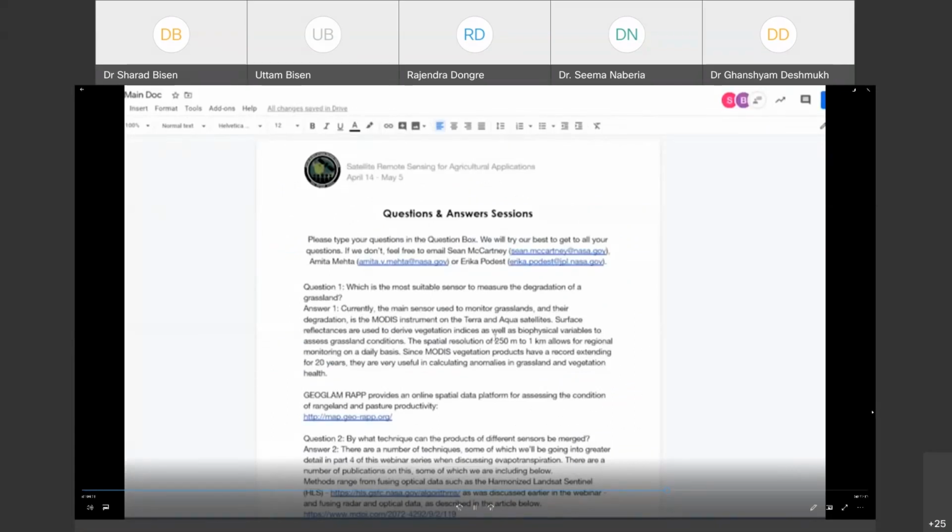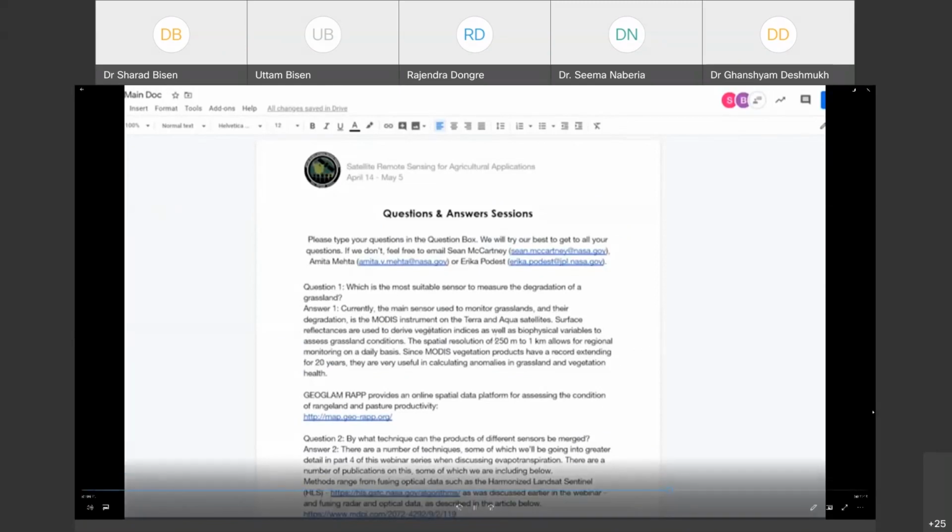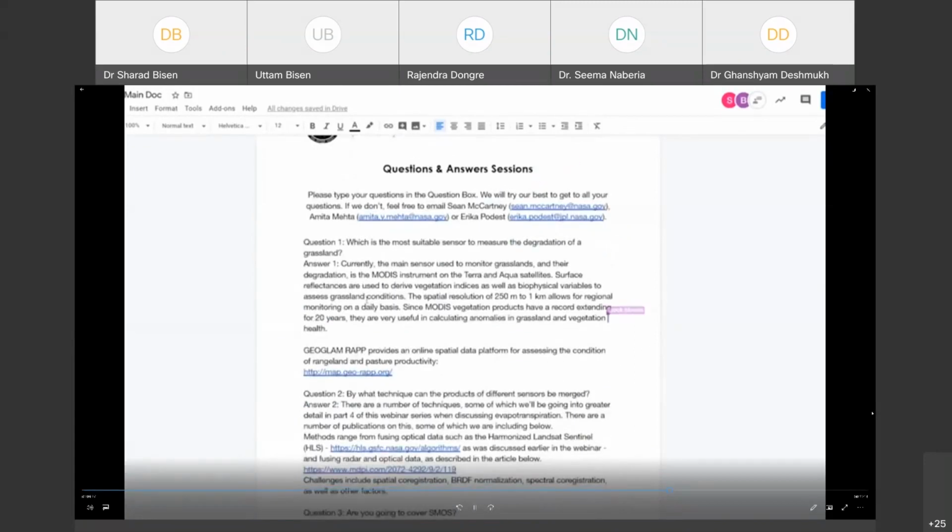Well, thank you all who have started to submit your questions. We hope that we will receive more. I guess we'll start at the top with question 1. Which is the most suitable sensor to measure the degradation of a grassland?